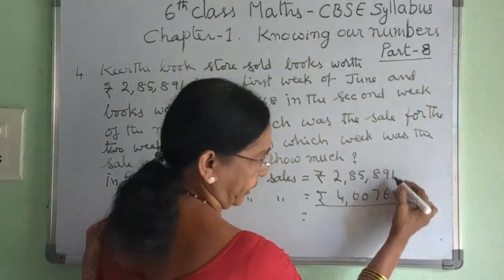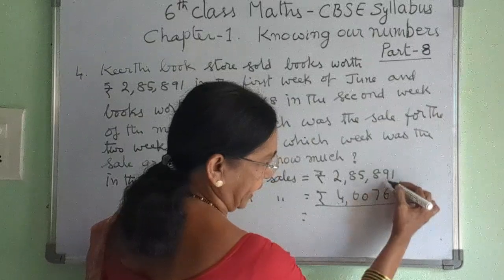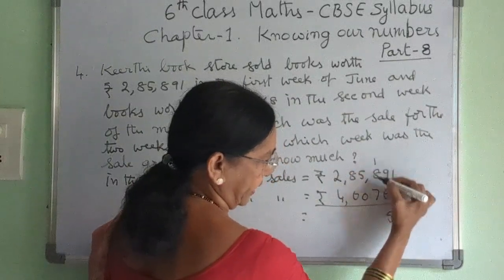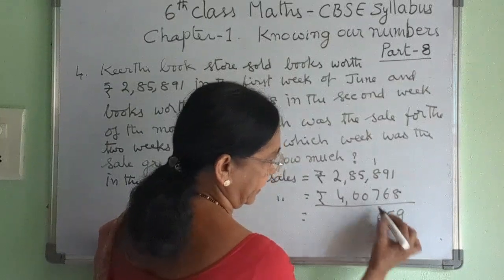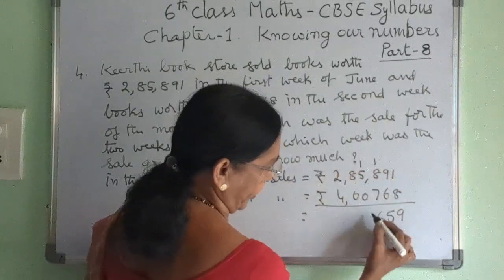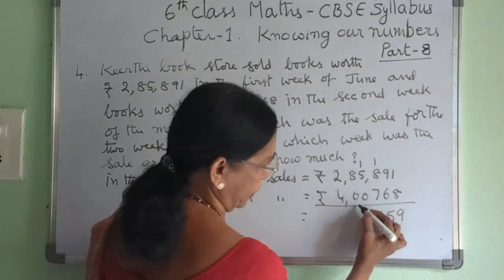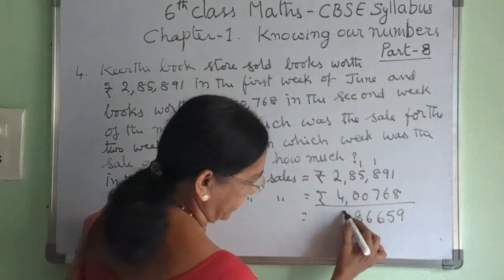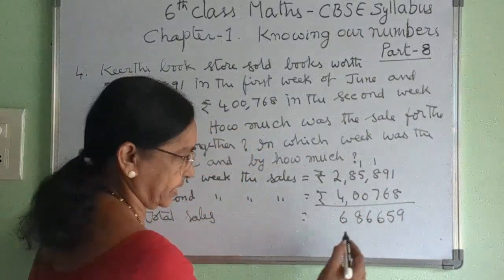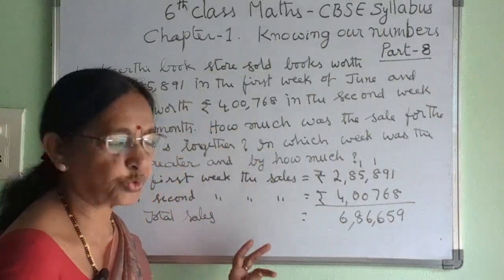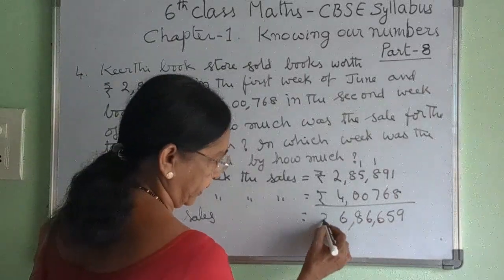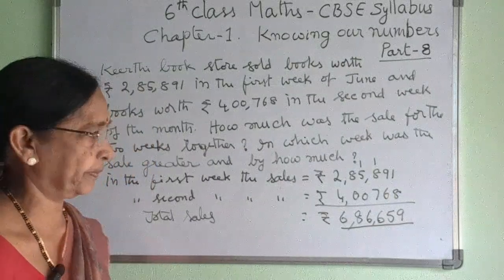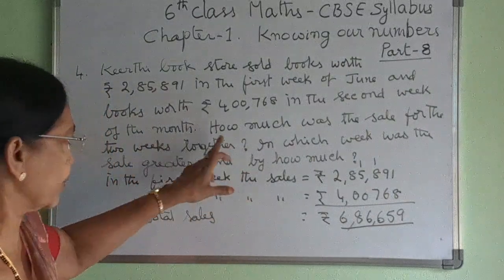So summing up: 8 plus 1, 9. 9 plus 6, 15, 5 and 1 carries. 8 plus 1, 9. 9 plus 7, 16, 1 carry. 1 plus 5, 6. 8 plus 0, 8. 2 plus 4, 6. Therefore total sales in the 2 weeks is worth rupees 6,86,659. That is the answer for the first question.